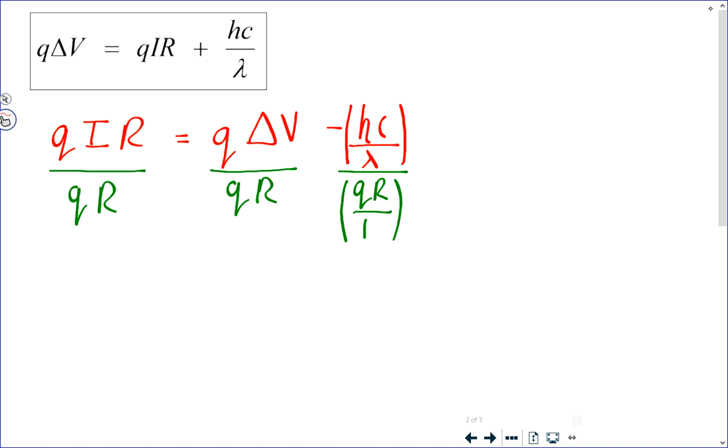On the left-hand side, the Q cancels with the Q, the R cancels with the R, and we are left with current. On the right-hand side, in the first term, the two charges cancel, and we're left with potential difference over the resistance of the LED. Then we have minus HC over lambda, and we are dividing by QR over 1, so we have to multiply by the reciprocal, which is 1 over QR.